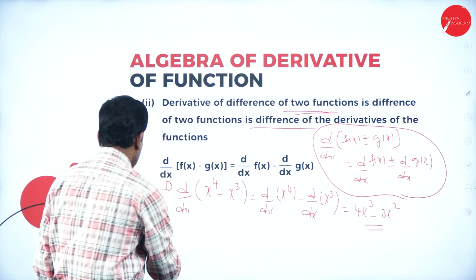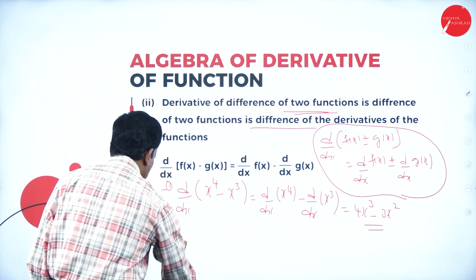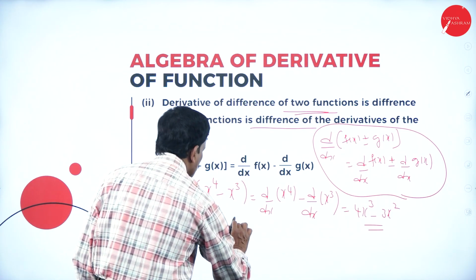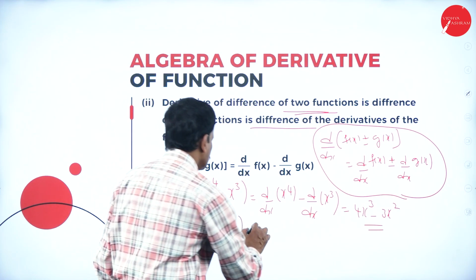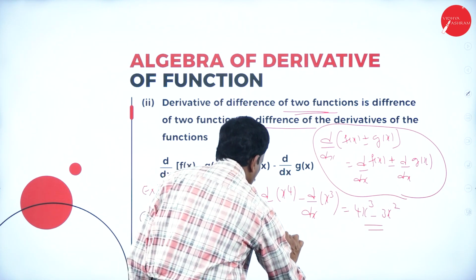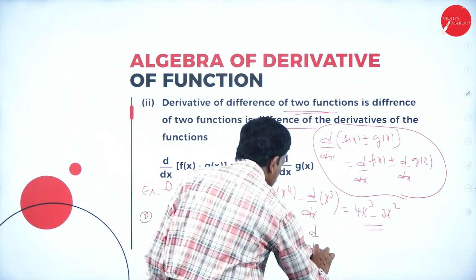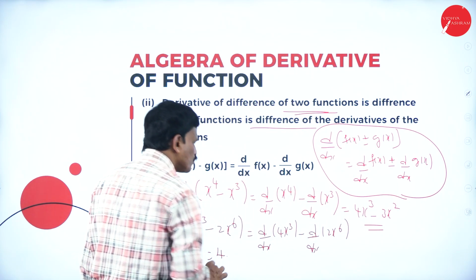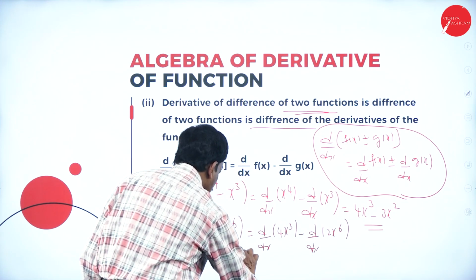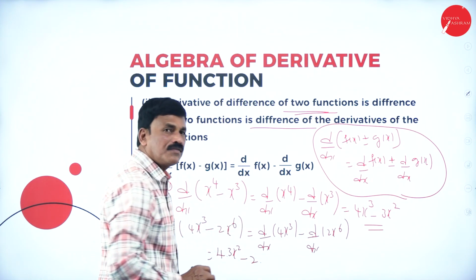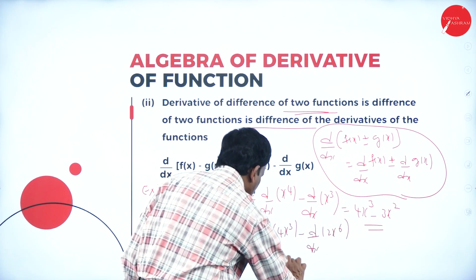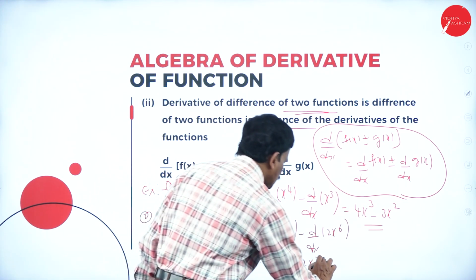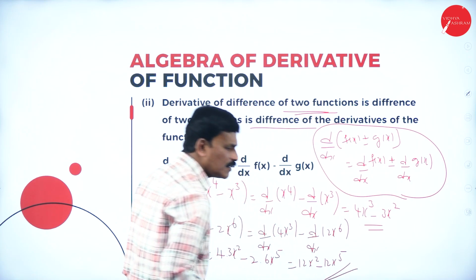Now, let us take one more example. Example number 2: d by dx of 4x to the power of 3 minus 2x to the power of 6. This is equal to d by dx of 4x cube minus d by dx of 2x power 6. Here 4 is a constant, and the differentiation of x raised to 3 is 3x square; minus 2 is a constant, and the differentiation of x power 6 is 6x to the power of 5. So, this is equal to 4 threes are 12x square minus 6 twos are 12x to the power of 5. This is the derivative of the function.